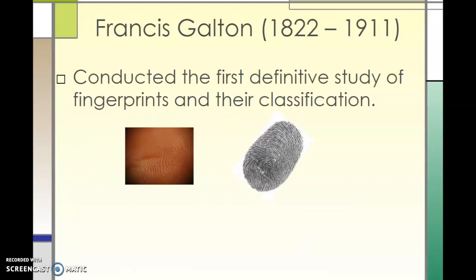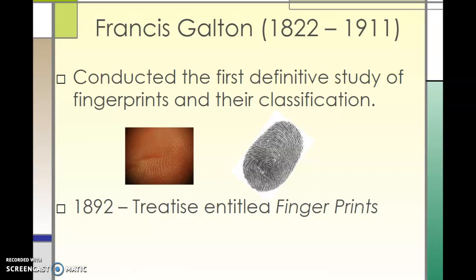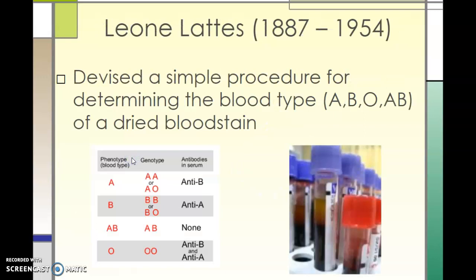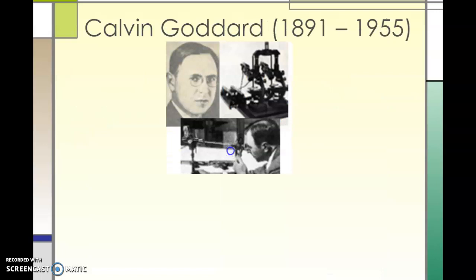And then there's Francis Galton. He conducted the first study of fingerprints, and he wrote a paper on it entitled Fingerprints in 1892, in which he discovered that they were all unique and there were different parts of them. And then there's this guy who determined the different blood types of a dried blood stain. So he used a method to determine whether the blood stain was A or AB or B or O blood, just from a dried blood stain. That turned out to be really helpful, and they still use it today.